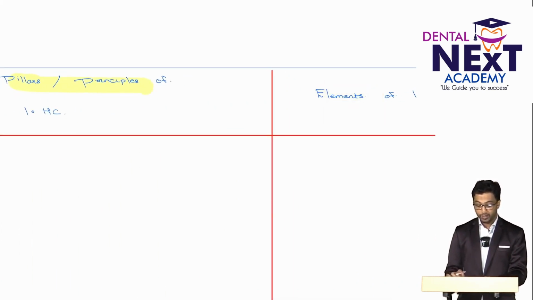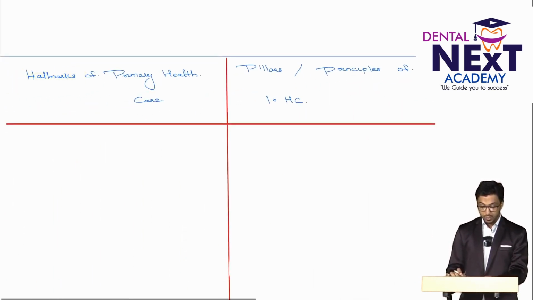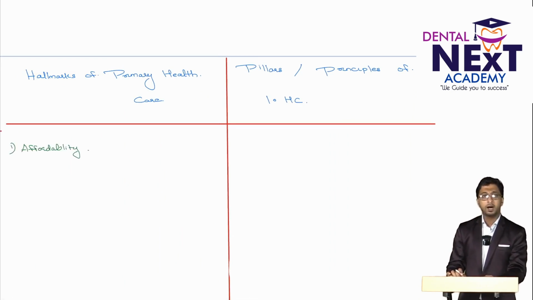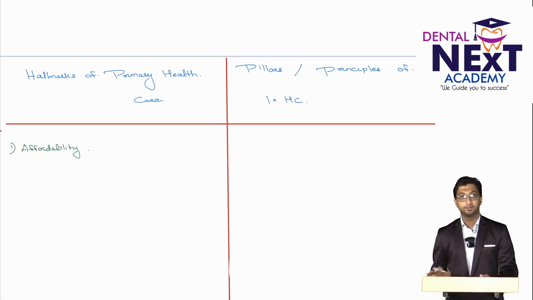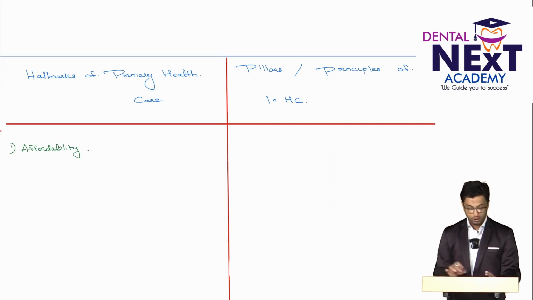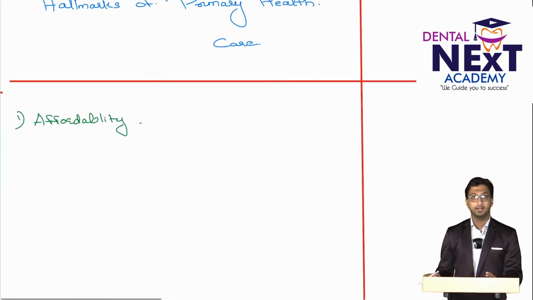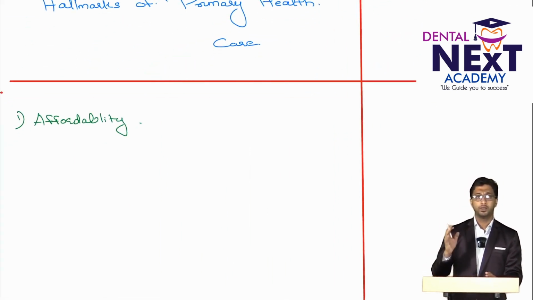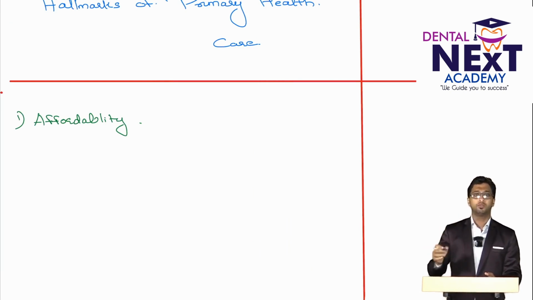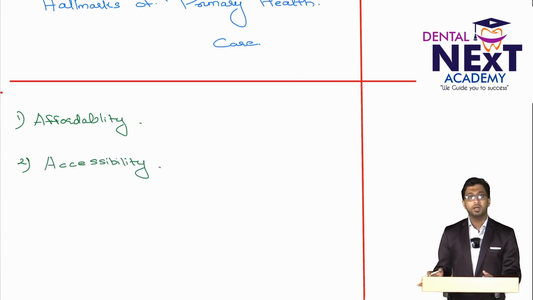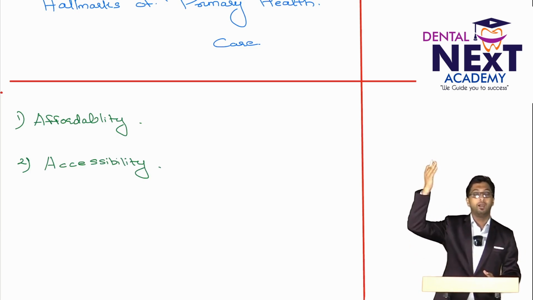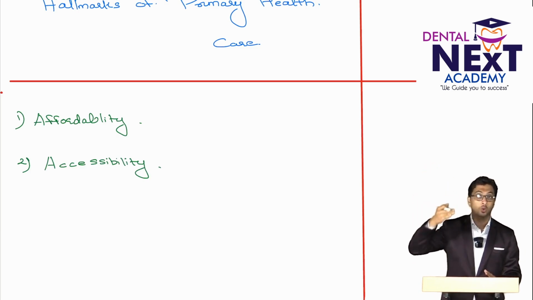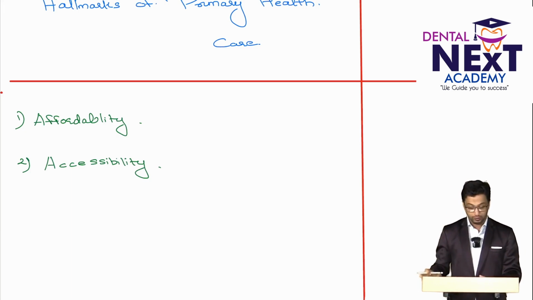So let us go one by one. Okay, so the hallmarks, there are 4 A's. Simple way, 4 A's. So starting with affordability. It should be affordable for all. That's one hallmark of primary health care. Primary health care should be affordable for all. It should be cheap and it should be affordable, isn't it? Then accessible. It is not in a very remote area where people can't reach. It should not be on top of a hill, in a village on top of a hill. No, it should be easily accessible.